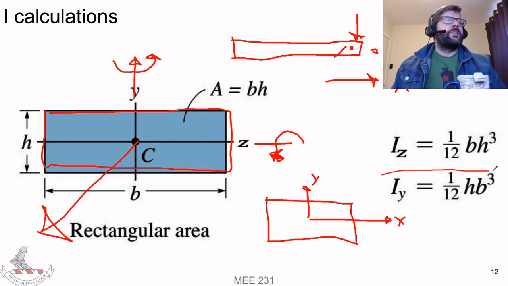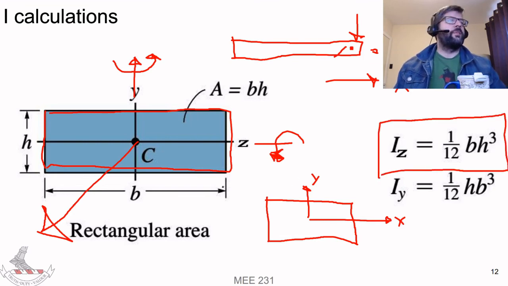So about the z-axis, it's 1/12 base times height to the third. So the unit should always be some unit of length to the fourth, whether it be inches or millimeters or meters if you want really small numbers. So basically, having a larger base does help resist rotation to some degree, but having it taller resists more.